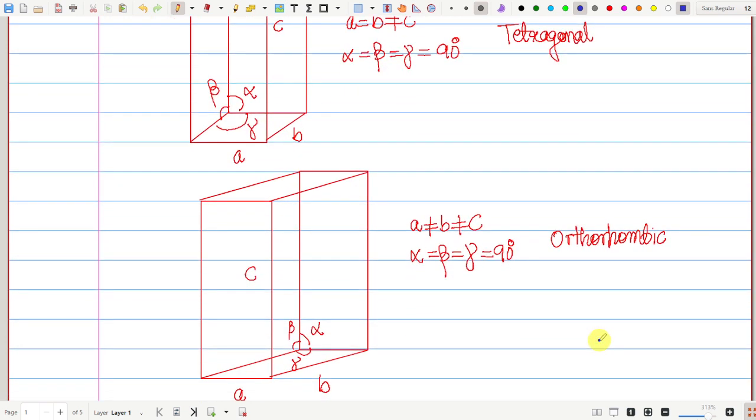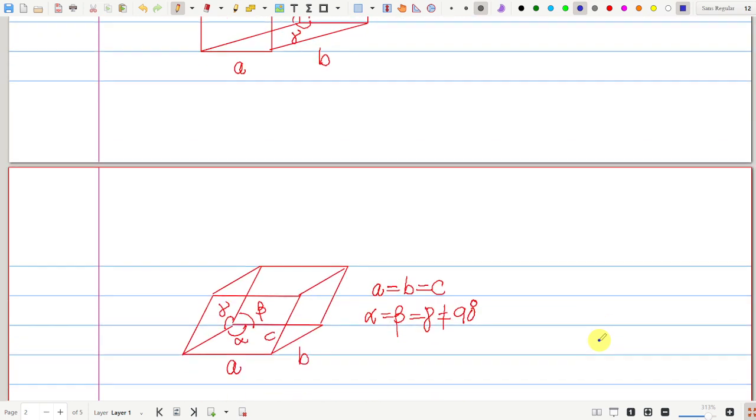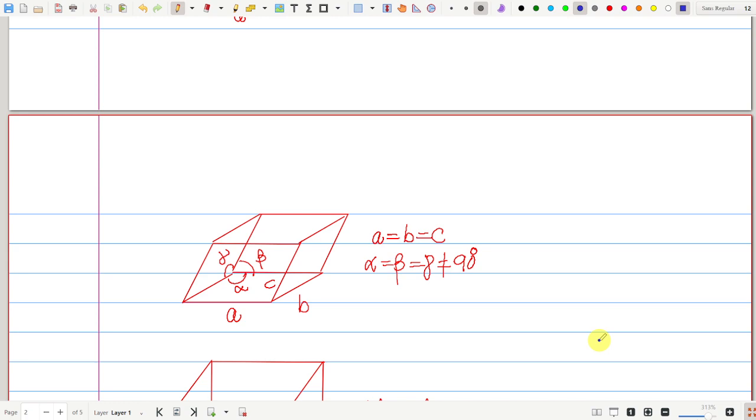We move to orthorhombic, where it's also a cuboid, but none of the faces are square. Here a is not equal to b, not equal to c, but all the angles are 90 degrees. It's indeed a cuboid. Okay, then we move to the next.